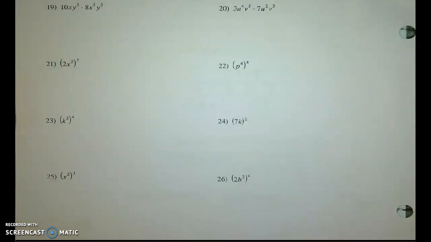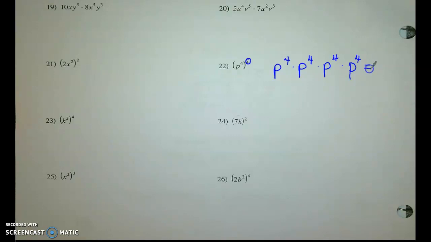Now looking at the bottom of the back side, it is power to a power. So when we do a power to a power, we're going to multiply the exponents. Because if we think through, let's look at number 22. P to the 4th power to the 4th power. This exponent is telling me that I'm going to multiply P to the 4th power times itself 4 times. That this is really what's happening.